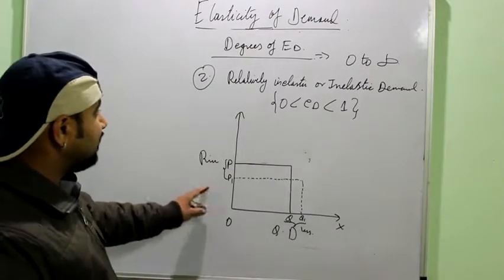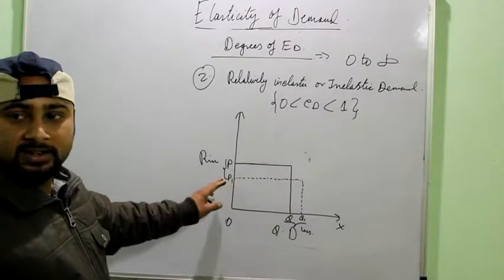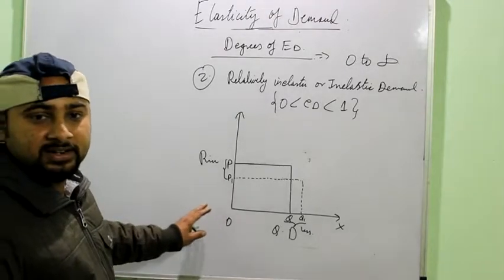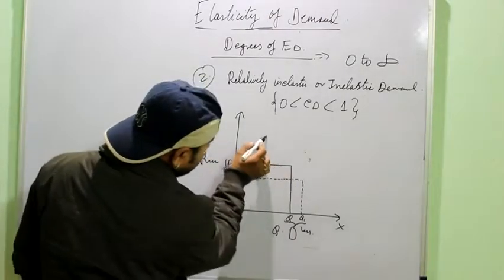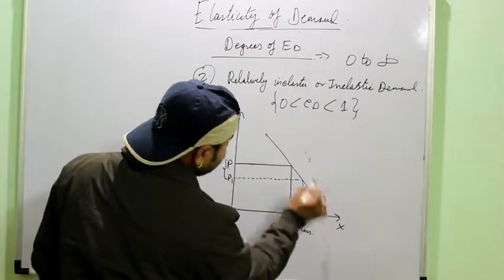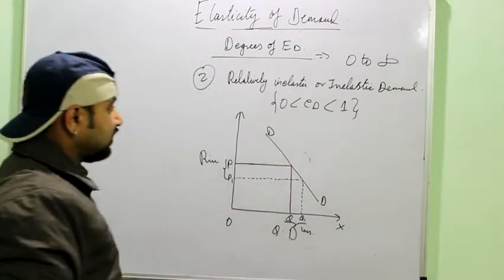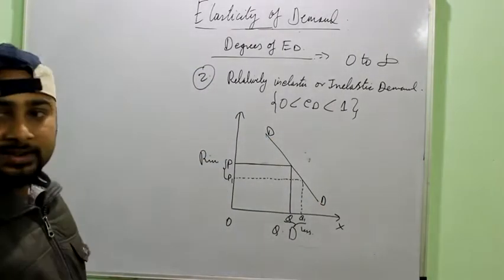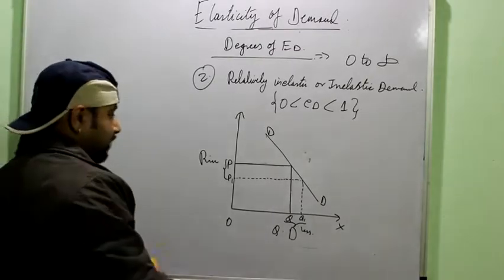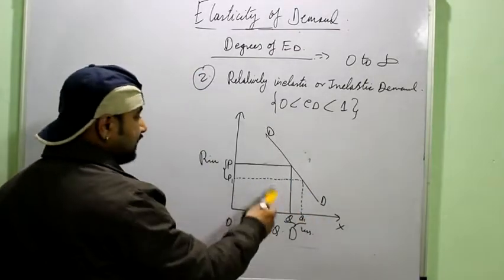On the diagram also it is visible that the percentage change in demand is less than the percentage change in price. Join these 2 points, and this is the curve for the relatively inelastic demand. So the next 2 diagrams are also on the same logic.